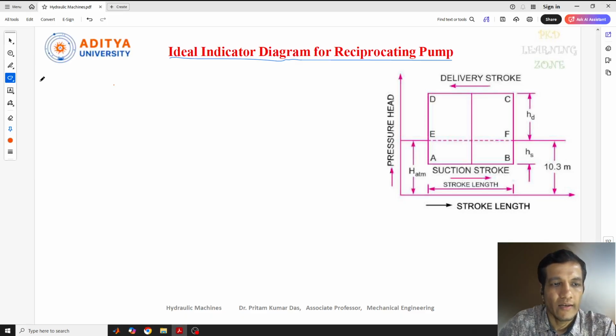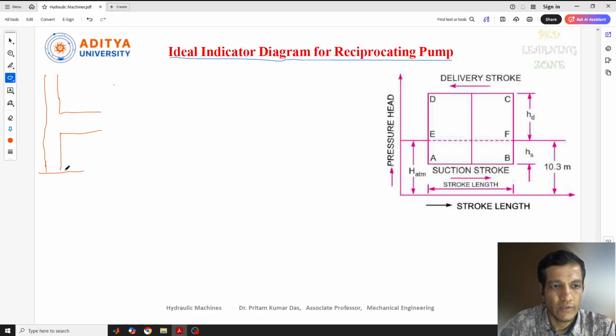So we know that in the reciprocating pump we have a few components. Suppose I draw the diagram of this reciprocating pump: this is the pipe, and this is our cylinder, and in the cylinder we have the piston and piston rod, and the connecting rod is connected to the crank. So this is our delivery pipe, this is our suction pipe.